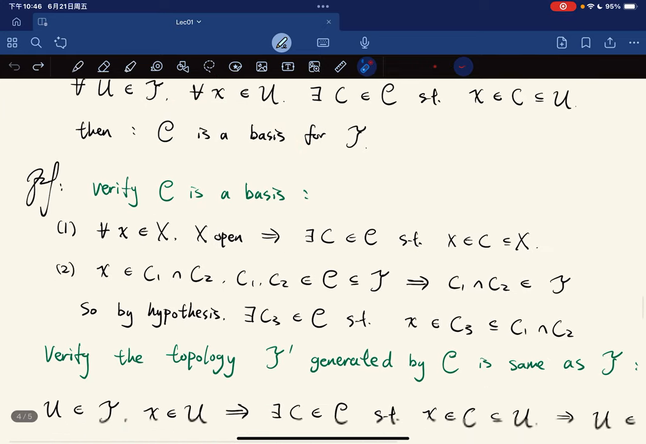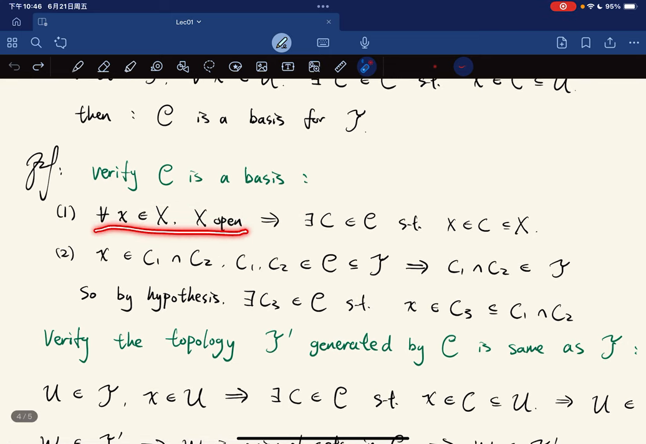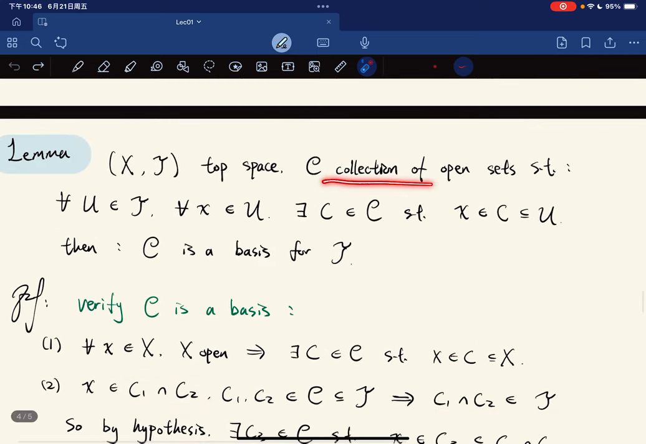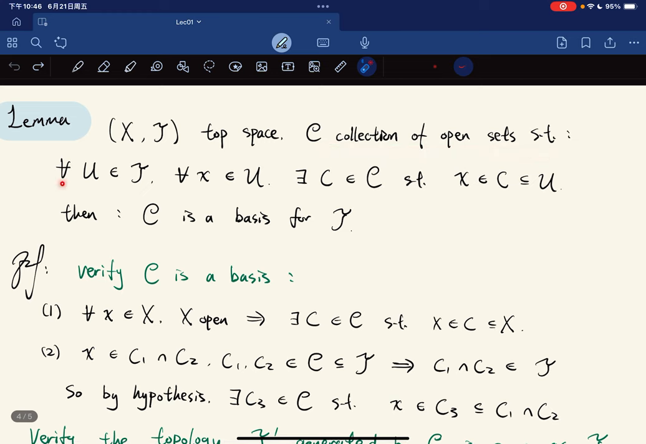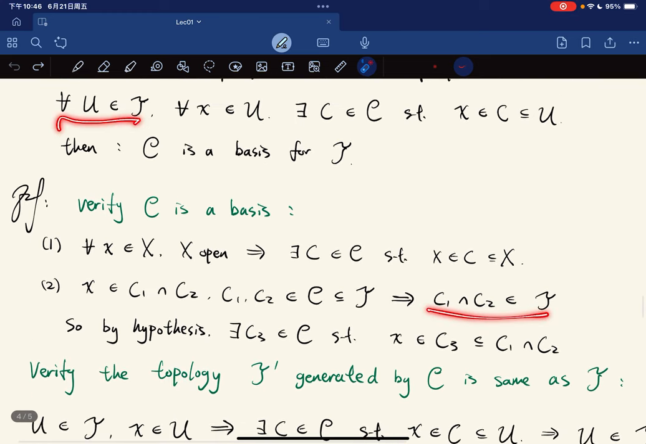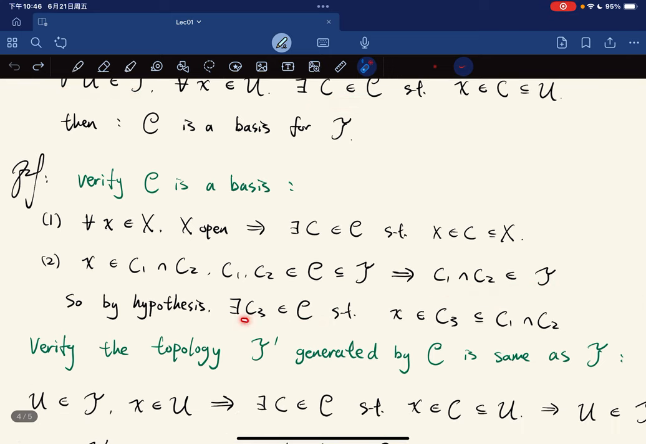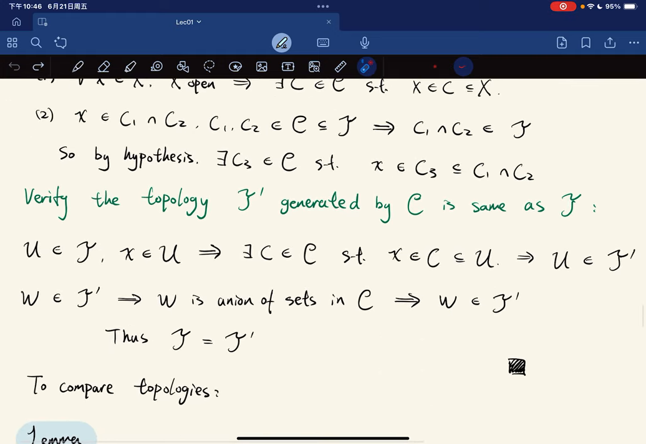Okay. So first we're going to verify the axioms of a basis. The first condition is very easy because X is open. For the second condition, X is in C1 and C2, but C1 and C2 are open sets, which means that their intersection is again open. By hypothesis, for any open sets, C1 intersect C2 is an open set, so there is another C3. So this precisely is a basis. And now we're going to check that the topology generated by C is the same as the original topology.